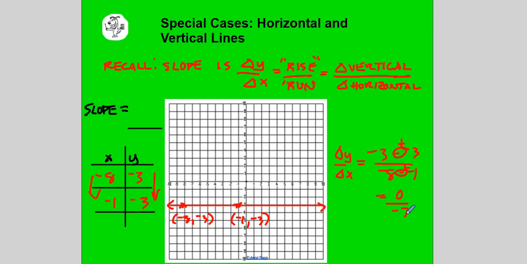But 0 over anything is 0. It's like a piece of pie: if you had a pie with 7 equal pieces, you have 0 pieces, so this is just 0. So the slope is 0. So horizontal lines have a slope always of 0.